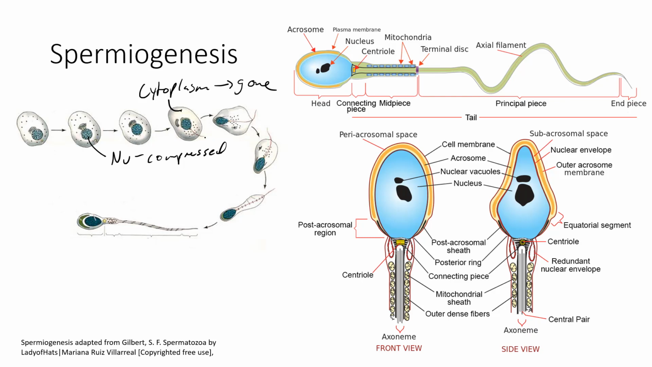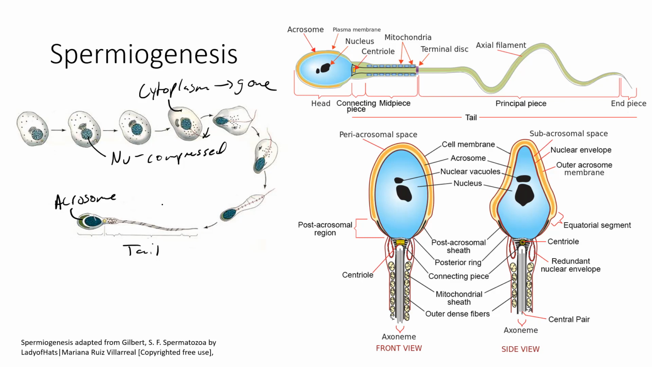It's going to grow a tail. See it right there? So it's going to grow this long tail. And it's also going to develop a little pouch at the front called an acrosome. So all of these things occur during the process of spermiogenesis.